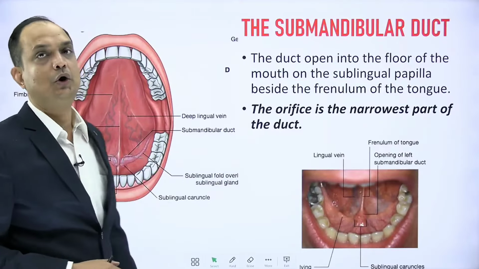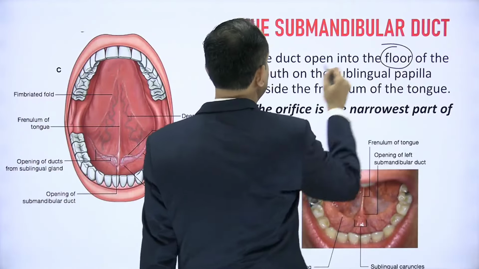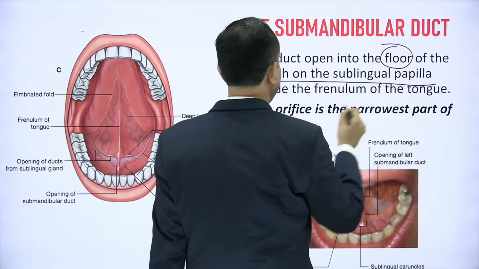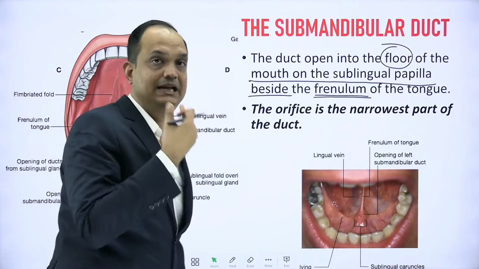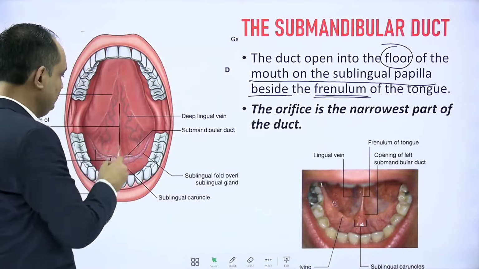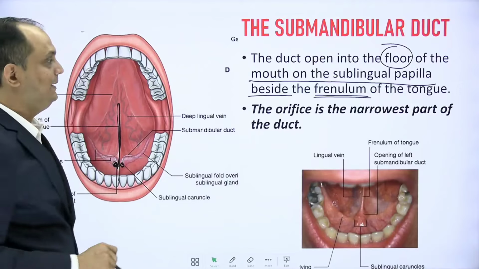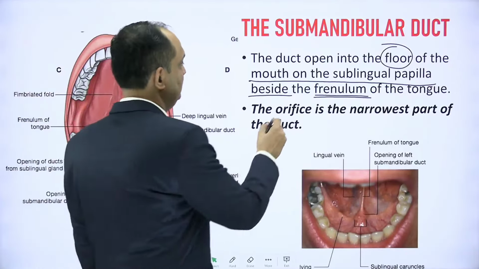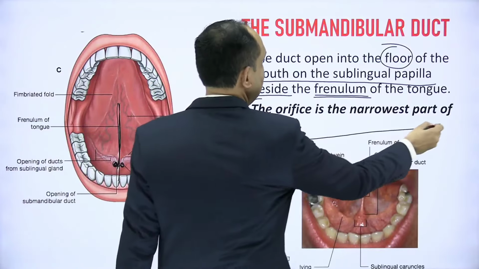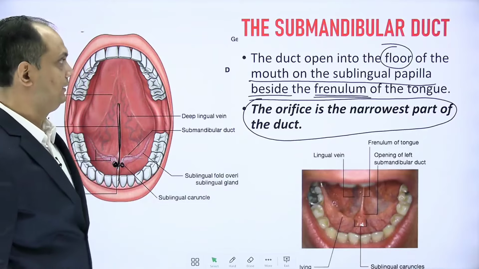Now, where is the opening of the duct? So the duct opens in the floor of your mouth on the sublingual papilla beside the frenulum of the tongue. You know the frenulum is a midline structure. So this is the frenulum of the tongue. On both sides of the frenulum, you will have a dilated part known as the papilla. On this papilla, this duct will open. And again, the important anatomical landmark is that this orifice is the narrowest part of the duct.